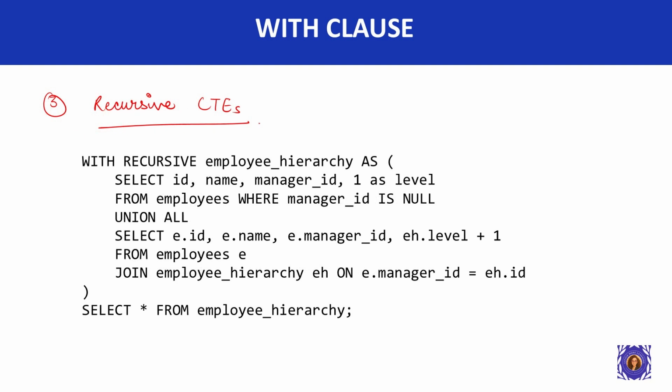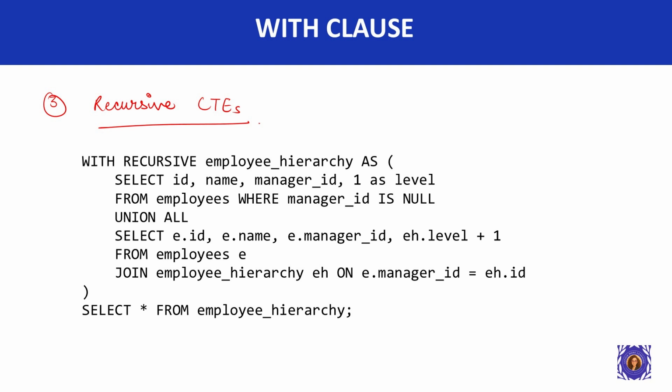Now I want to show you something truly advanced: recursive CTEs. This is where we really push the boundaries of what SQL can do. Recursive CTEs are perfect for hierarchical data like organizational charts, family trees, or any parent-child relationships. This might look intimidating, but let's break it down. A recursive CTE has two parts: the anchor and the recursive part, connected by union all.